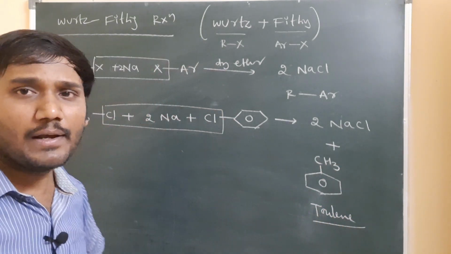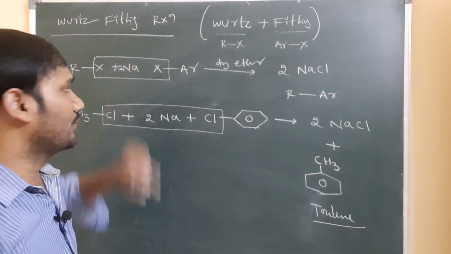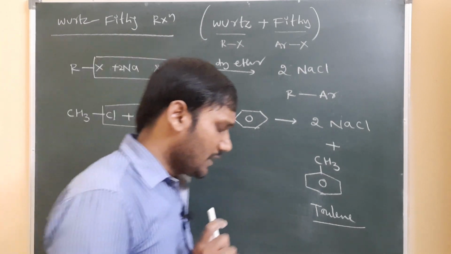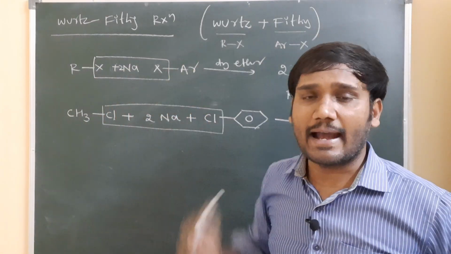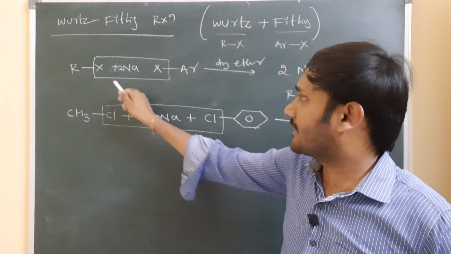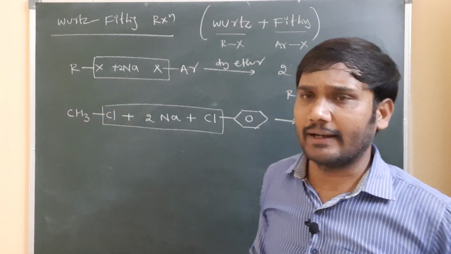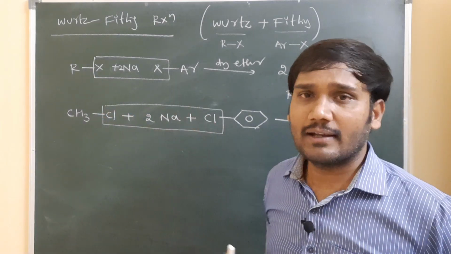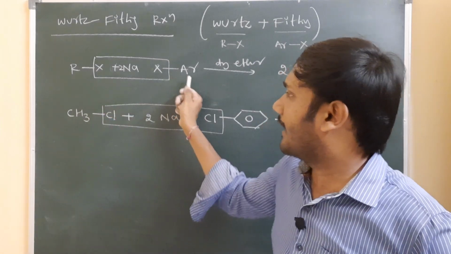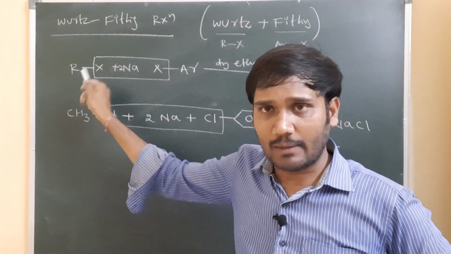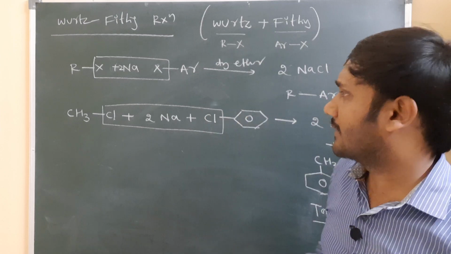And also what we call toluene. So this is the Wurtz-Fittig reaction. Once again, students, the Wurtz-Fittig reaction is a combination of a Wurtz reaction and a Fittig reaction. In the Wurtz reaction we take the alkyl halide, and in the Fittig reaction we take the aryl halide. So in the Wurtz-Fittig reaction, both the alkyl halide and the aryl halide are combined with the help of sodium metal in the presence of dry ether.